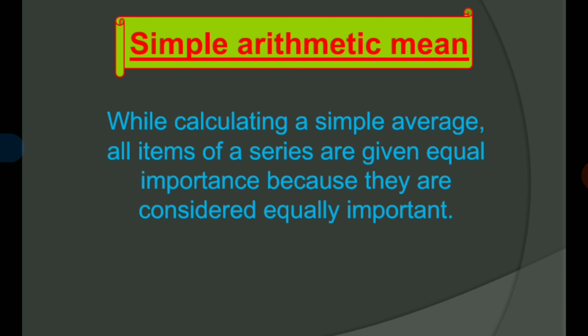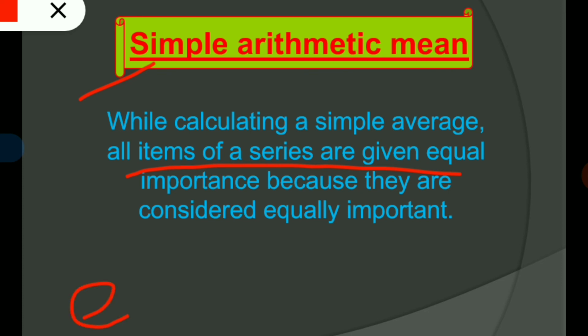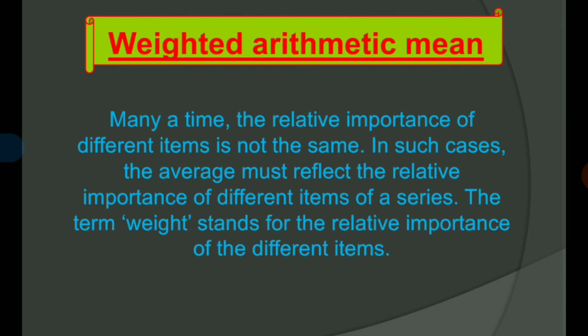Now move on to the next. Here is the definition for the simple arithmetic mean. What do you mean by a simple arithmetic mean? While calculating a simple average, the simple arithmetic mean, all items of the series are given equal importance. So when we are calculating the simple arithmetic mean, all items of the series are given equal importance, because they are considered equally important. Okay, now move on to the next one, that is the weighted arithmetic mean.